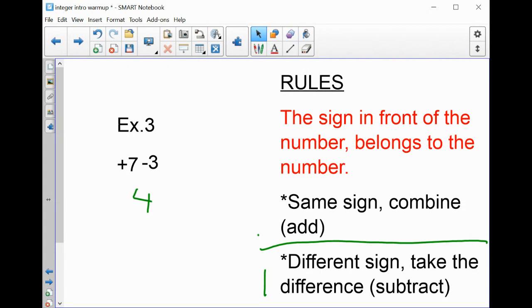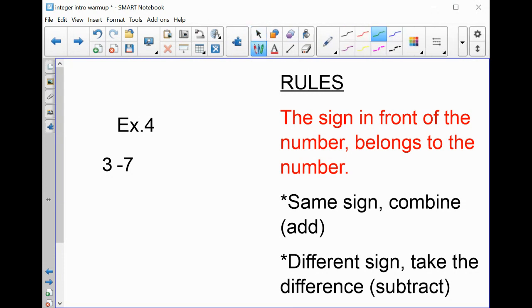All right, let's take a look at example 4 here. All right, example 4, we have 3 minus 7. Okay, again, the 3 is positive, the 7 is negative. So we're looking at different signs here. Okay, subtract the two numbers. 7 minus 3 is 4. Take the sign of the bigger number. Again, 7 is bigger than 3. This is now negative. Okay, this is now negative 4.